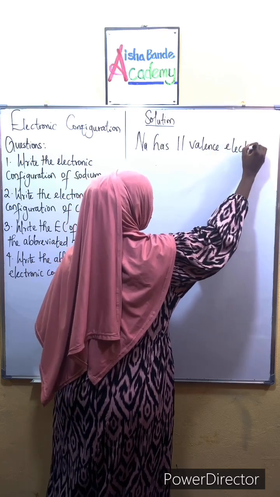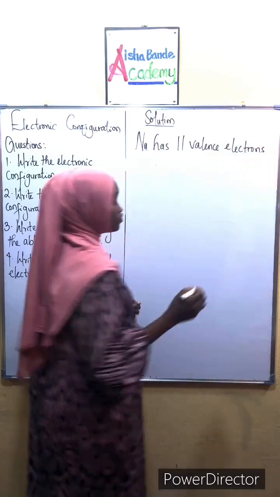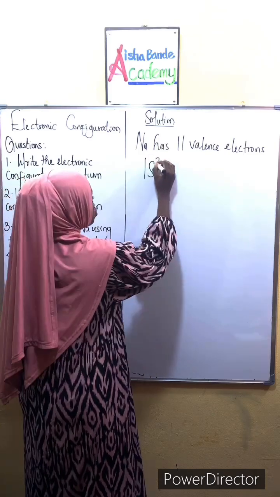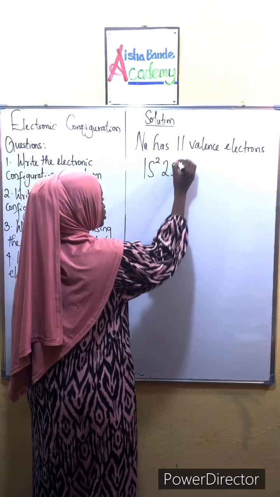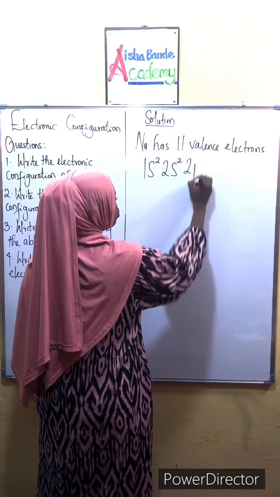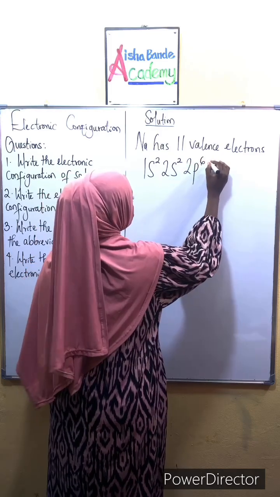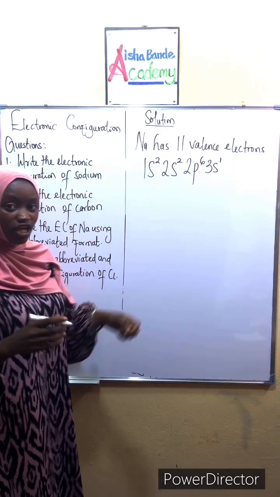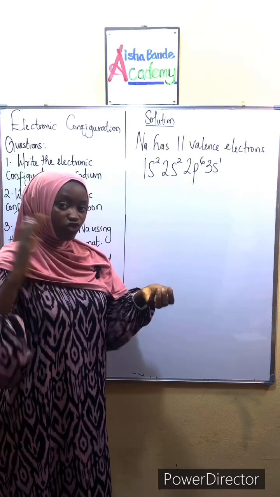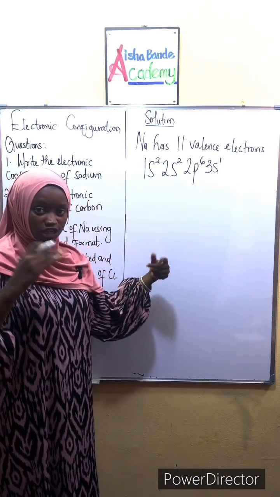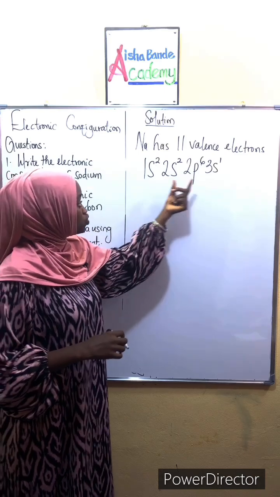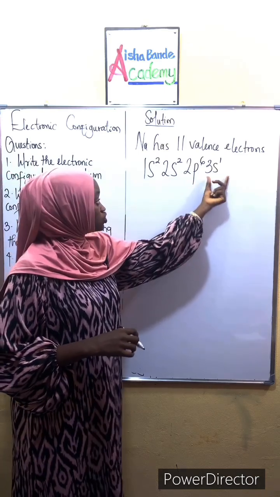Okay, so for us to write the electronic configuration of sodium, it's going to be 1s2, 2s2, 2p6, then 3s1. Okay, from what I've explained earlier, from the format I gave us before now for the electronic configuration, you see, we have 1s2, 2s2, 2p6, 3s1.